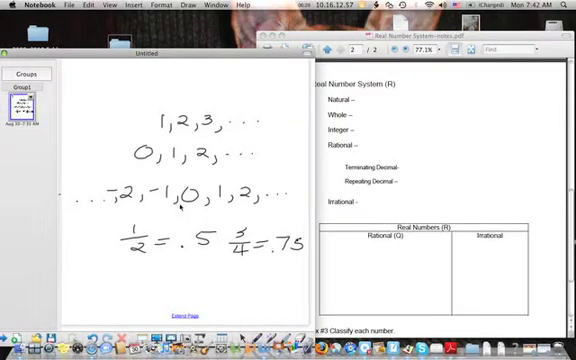And then a repeating decimal is one that doesn't stop. For example, if we have the fraction 1/3, that decimal is 0.3 repeating. So it goes on and on forever and ever. 2/3 is another example of a repeating decimal, which would be like 0.6 repeating. They go on and on forever.